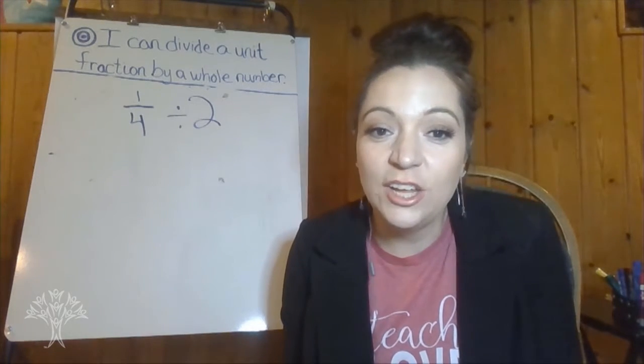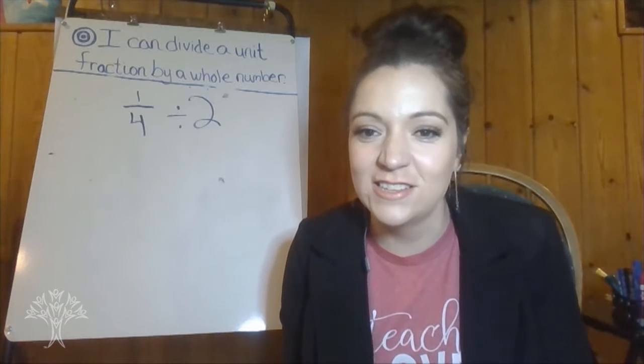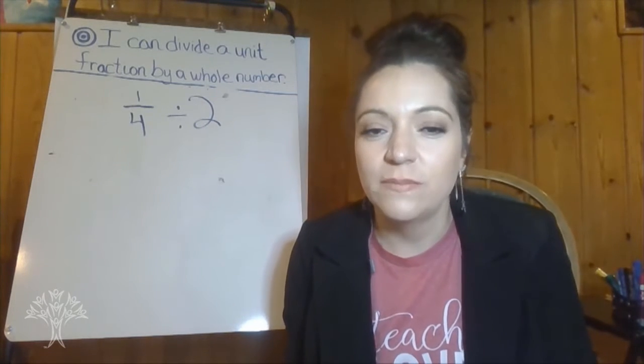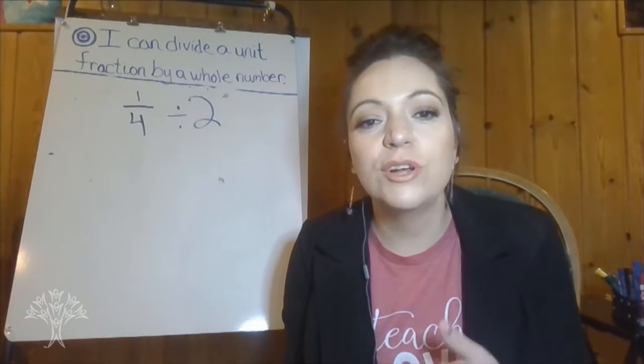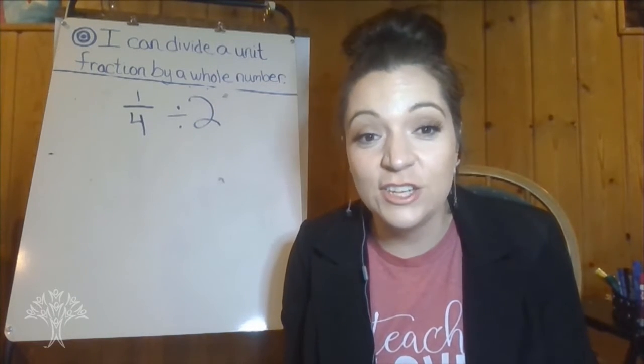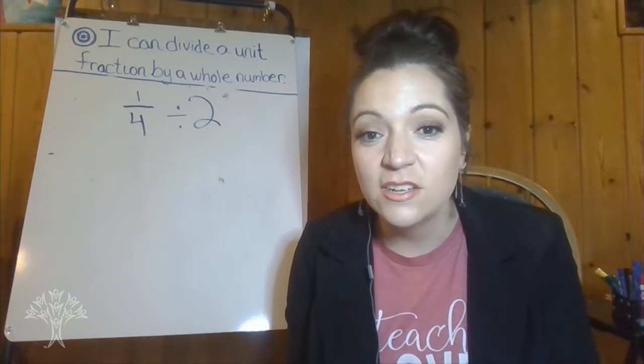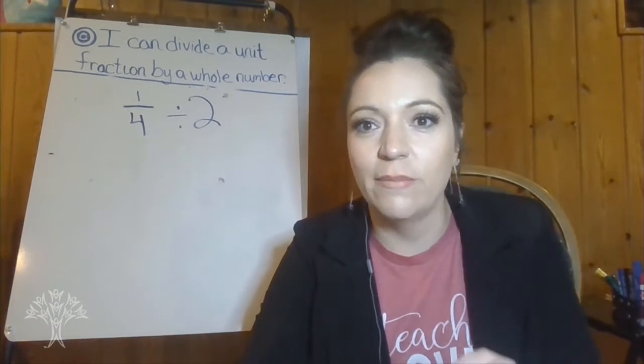So when you're dividing a unit fraction by a whole number, the sharing interpretation makes better sense than the grouping interpretation. 1/4 divided by 2 requires you to divide 1/4 into 2 equal parts and then determine the size of each fractional part that results. So let's solve this problem.